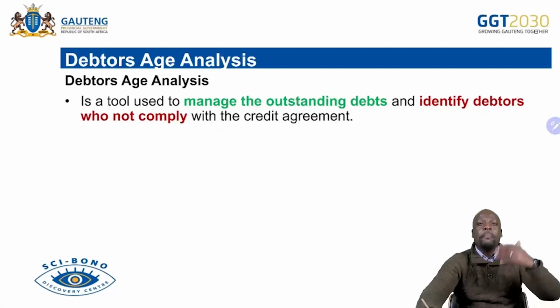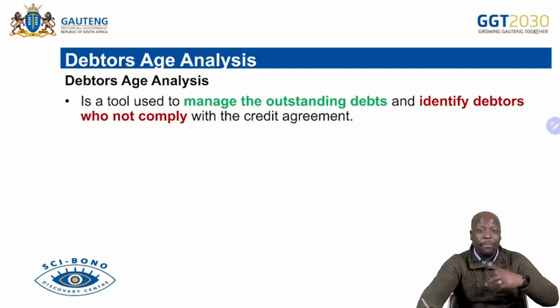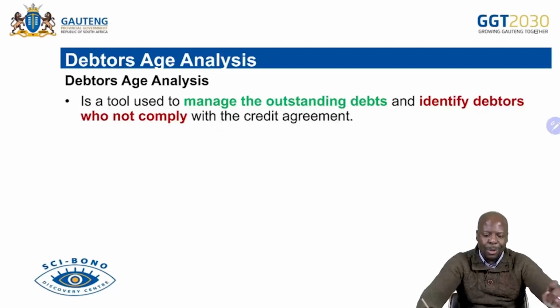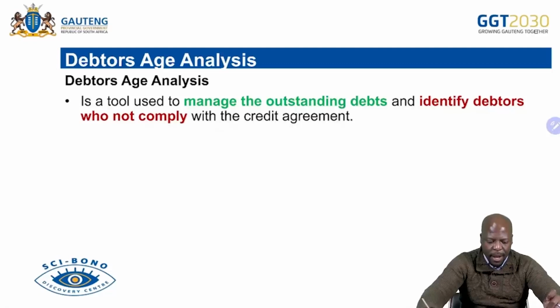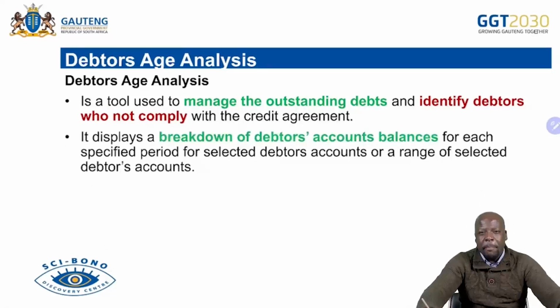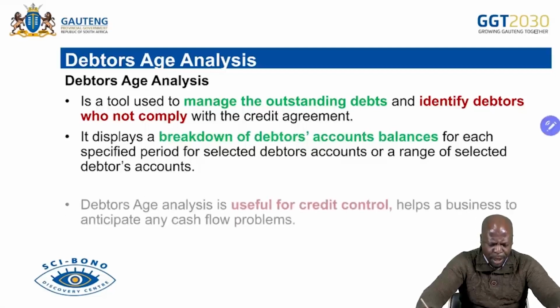Outstanding debts are the monies that our debtors are owing us. How do we manage that? We use a tool called the debtors age analysis. And then it displays a breakdown of debtors account balances for each specified period for selected debtors accounts or a range of selected debtors accounts. You're going to see as we do it, you're going to have names and you're going to see for how long they have been owing.